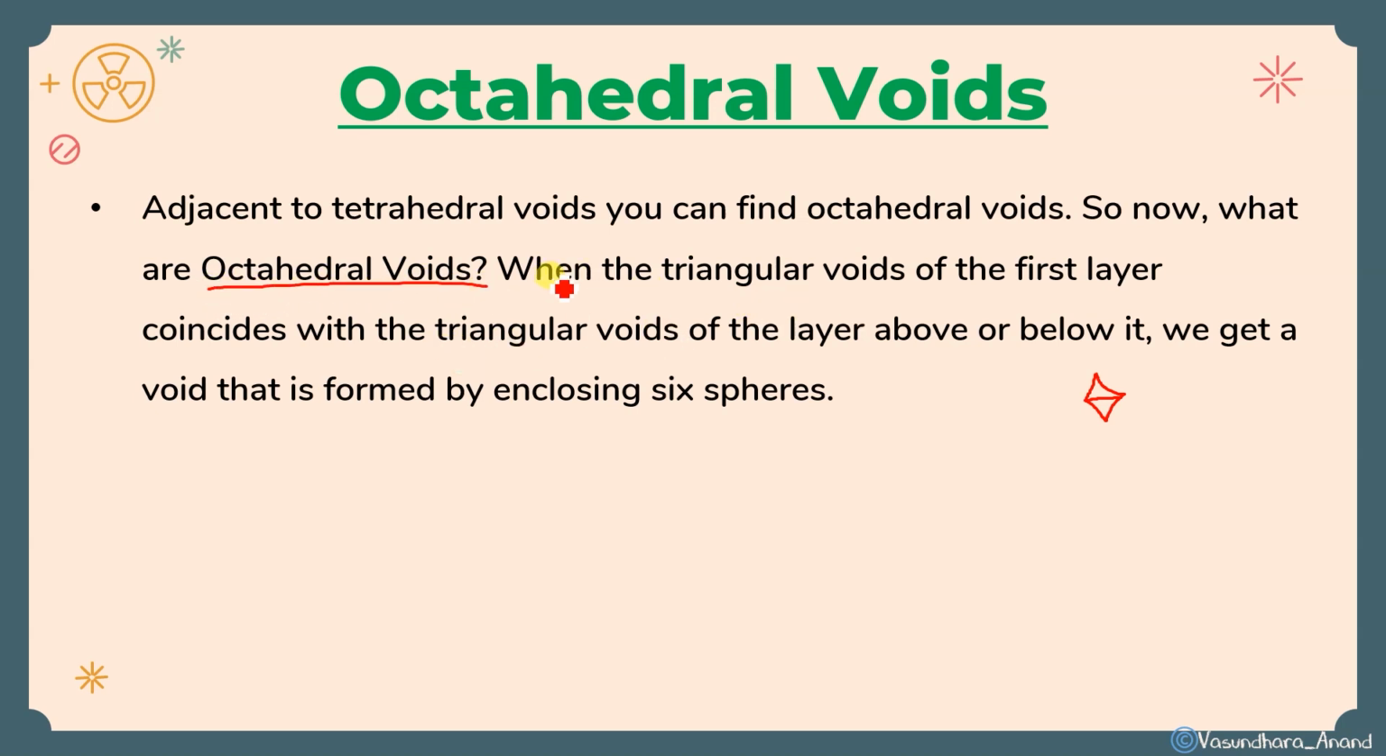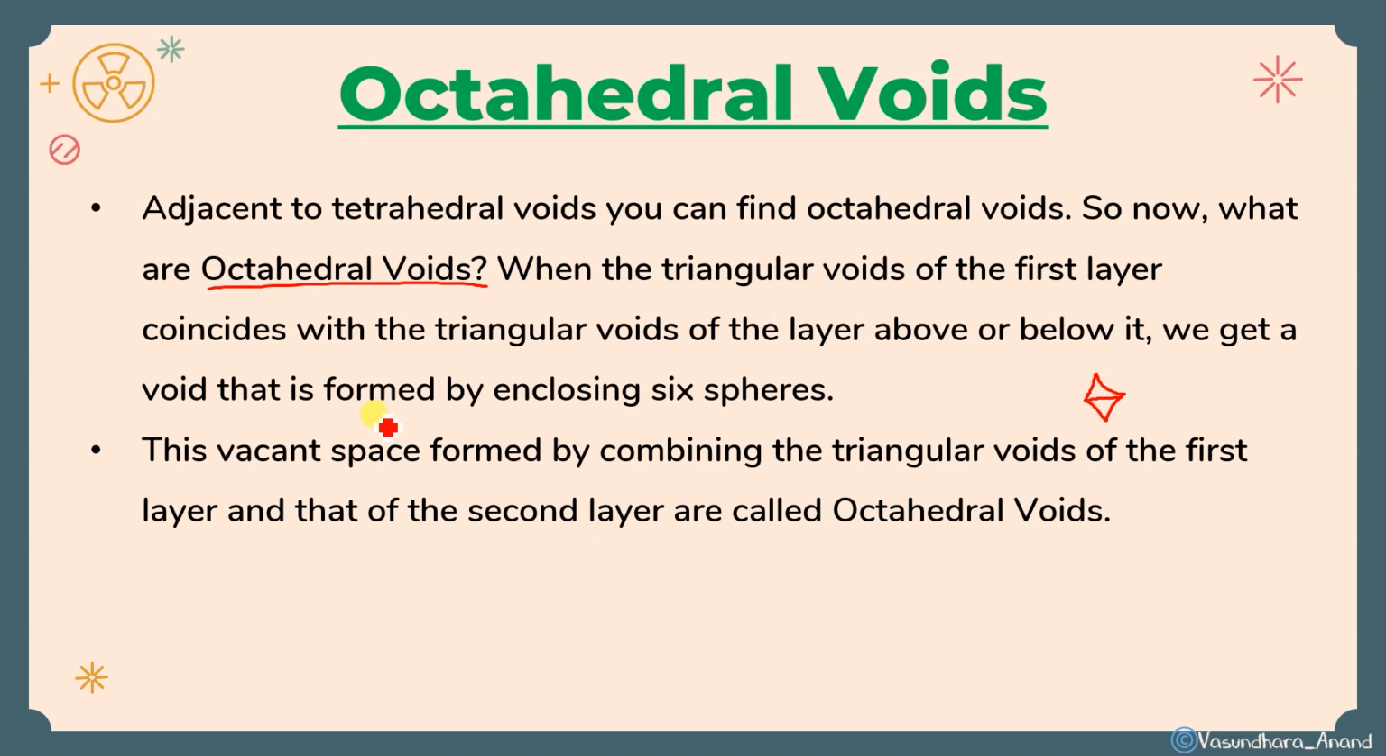So see, when the triangular voids of the first layer coincide with the triangular voids of the layer above or below it, we get a void that is formed by enclosing 6 spheres. And the vacant space formed by combining the triangular voids of the first layer and that of the second layer is called octahedral. This void is from the above layer and this void is from the below layer. So it gives a double triangular, that means octahedral void.